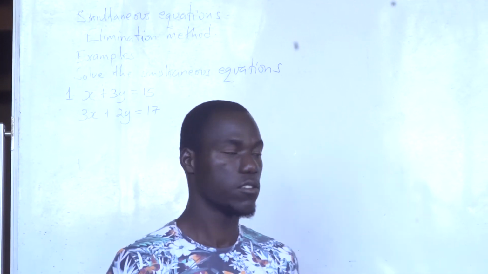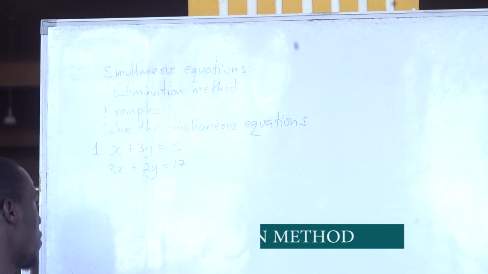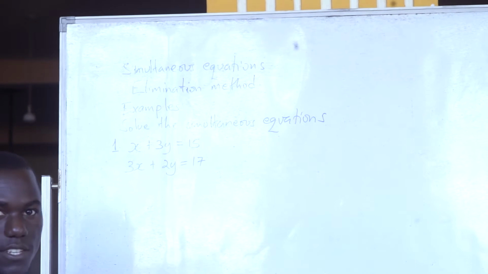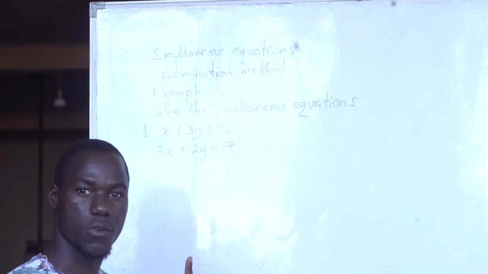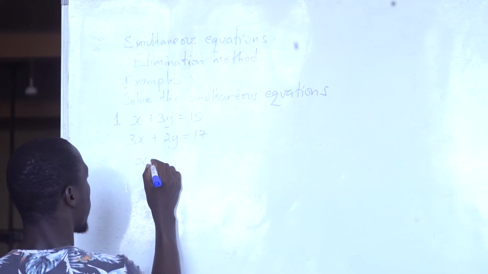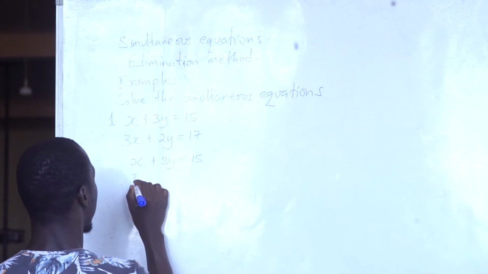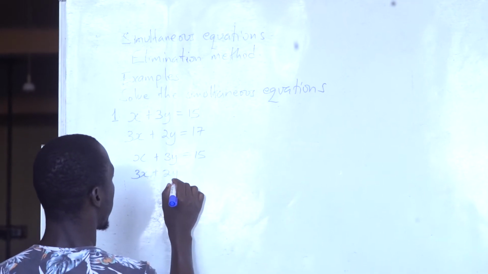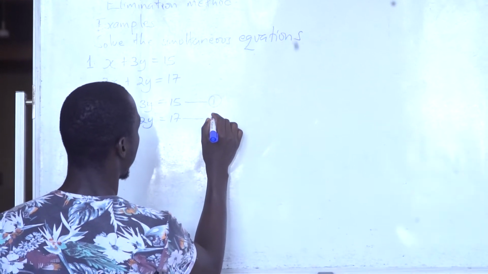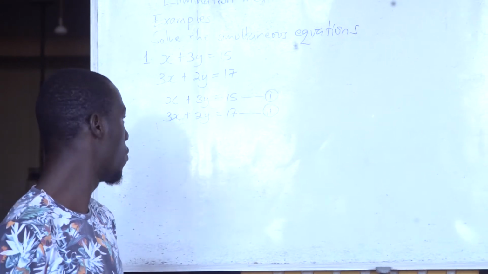Our example 1: solve the simultaneous equations x plus 3y is equivalent to 15, and 3x plus 2y is equivalent to 17. Now step 1, we are going to label our equations. That is equation 1 and then equation 2.